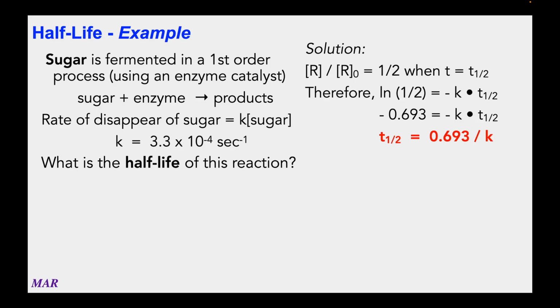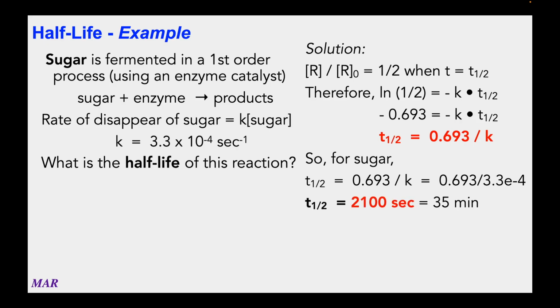So you can see what's happening here. We've got natural log of 1/2 essentially equals minus K times T half-life. Now, natural log of 1/2 is minus 0.693 in your calculator. So minus 0.693 equals minus K times T1/2. And if you clean that expression up, half-life, T1/2, equals 0.693 divided by K. And this is pretty cool for chemists. So in this problem, the K value, 3.3 times 10 to the minus 4, we can find the half-life easily. 0.693 divided by the K value, 2100 seconds. And if you divide that by 60 seconds per minute, you'll get 35 minutes.